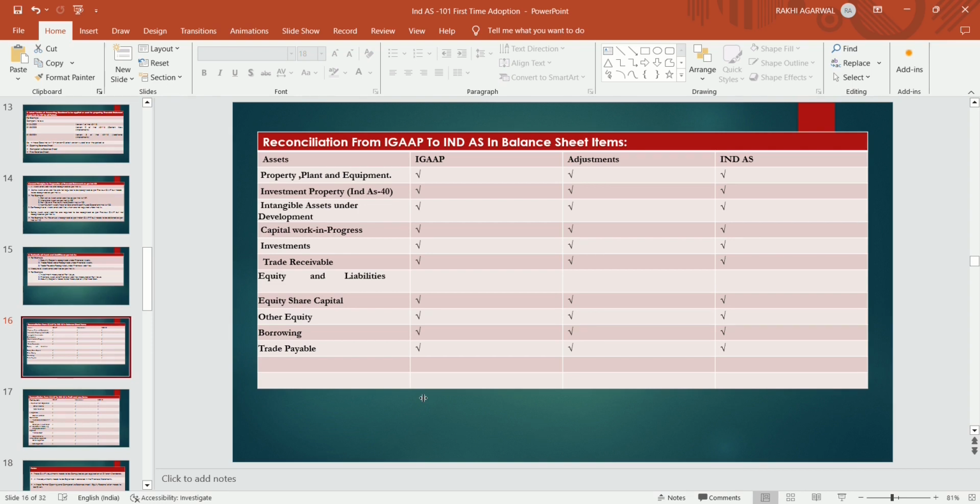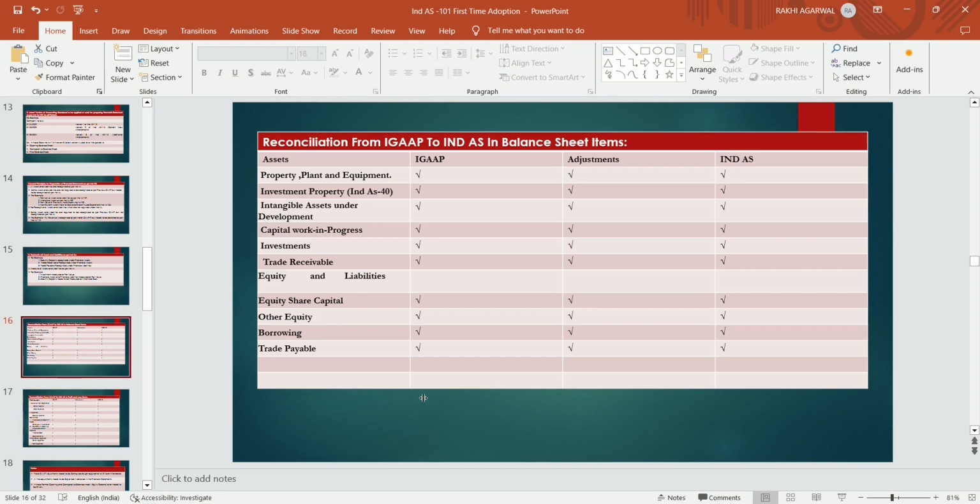Investment property, intangible assets, capital WIP, inventories, trade receivables. Then equity and liabilities like equity share capital, other equity, borrowings, trade payables. All the figures related to IGAAP, then whatever adjustment is made as per Ind AS, then the actual final figure of Ind AS. In this way, the reconciliation from IGAAP to Ind AS is made for balance sheet items.